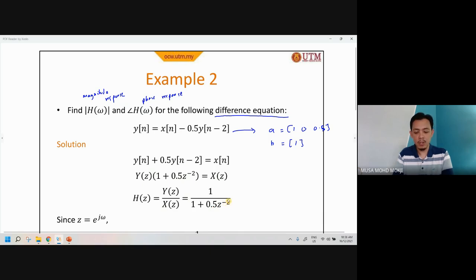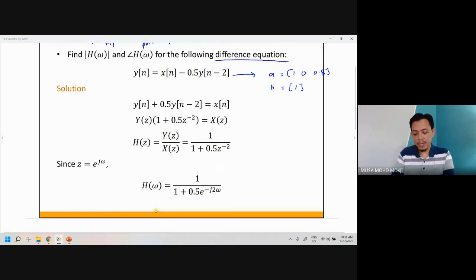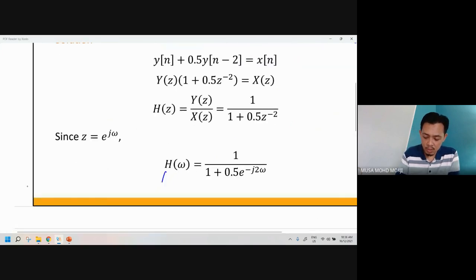It doesn't stop there, because we need to find H(omega), right? And what is the relationship between z and omega? It is z equals e to the j omega. Then we need to change this z into e to the j omega. Then we get our frequency response. So what is this? This is what we call a frequency response.